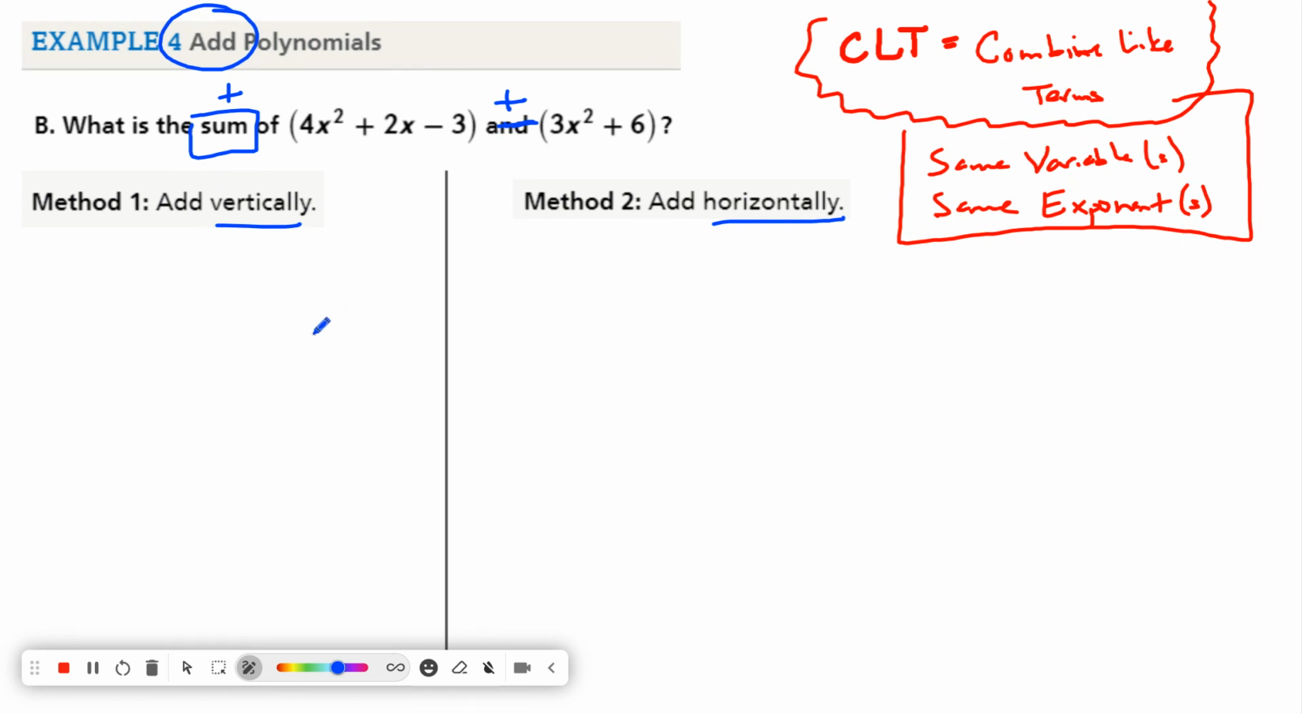That means you add. So when we do it vertically, if you think about how you learned to add way back in first, second, third grade, you're going to line up your like terms. So I'm going to put the 4x squared plus 2x minus 3 on top. So 4x squared plus 2x minus 3. And now this 3x squared plus 6x, I'm going to put underneath it, but I'm going to space it out so that the x squareds are aligned and the constants are aligned. Notice that this polynomial right here has no x term, right? There's no just x. It goes from x squared to a constant. And now we're going to add these two together.